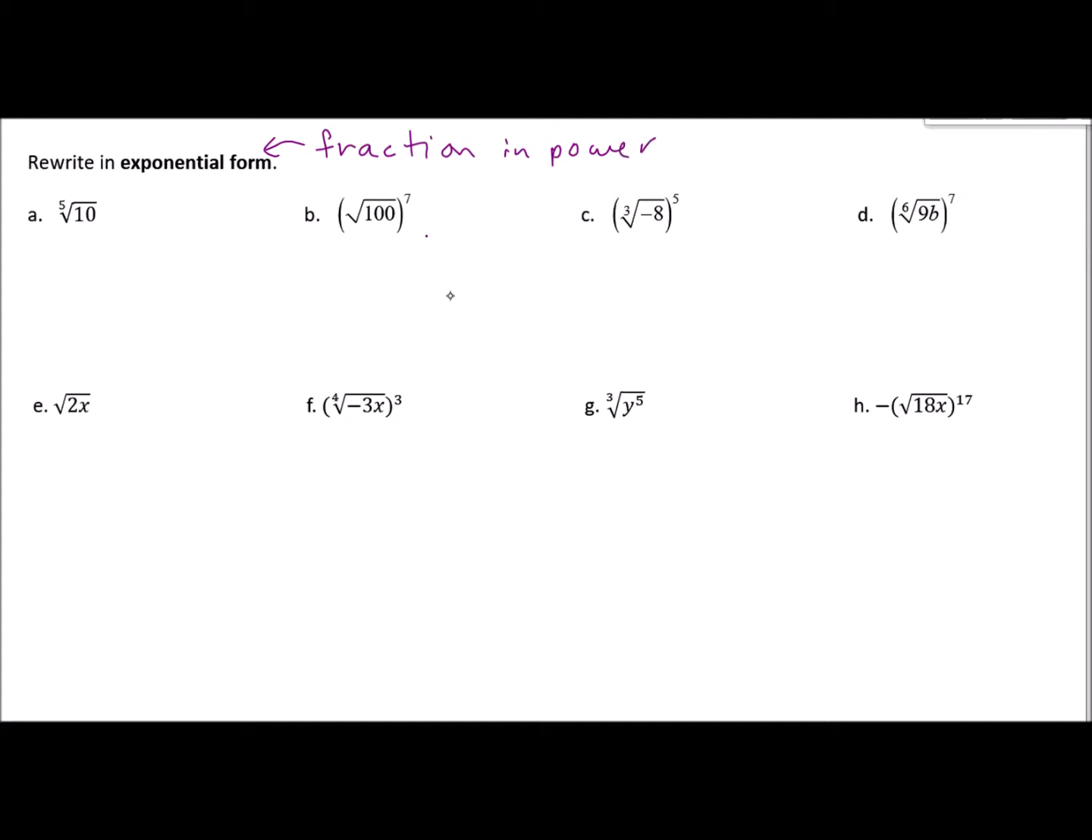All right, let's see, we've got 10 was the base. The outside number was 5. And the inside number was 1. Okay, this one right here, same thing. Put 100 in parentheses. The bottom number is the number outside, which is technically 2. And the top number is 7. Done.